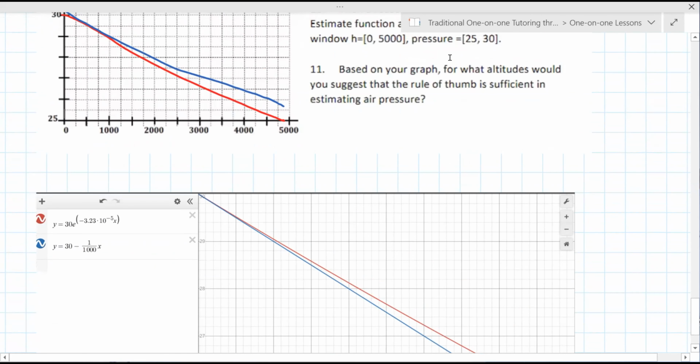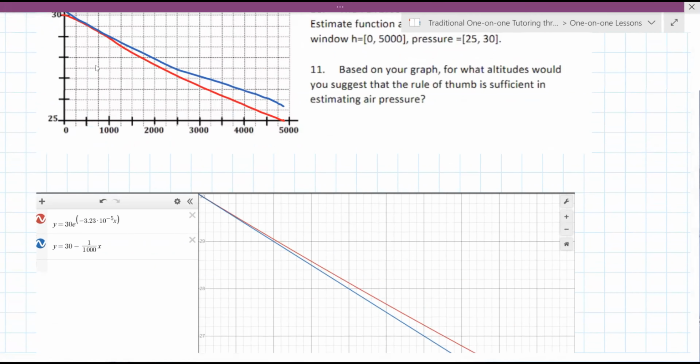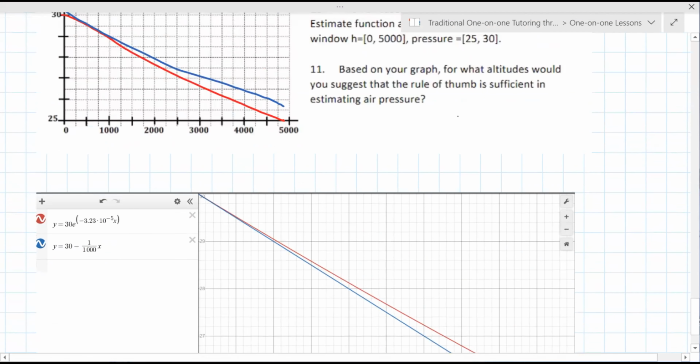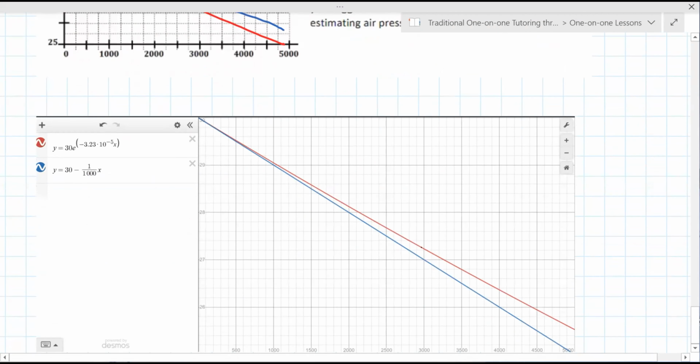Question 11 says, based on your graph, for what altitudes would you suggest that the rule of thumb is sufficient to estimate pressure? Basically, when is the gap too big? And the real answer to this, Jack, and this is probably the most important thing I'll say tonight, is it matters when the pressure can actually affect your body or hurt you. We don't know that, but it's never more than one apart. The biggest gap is down here, and that's 0.5 inches of mercury.